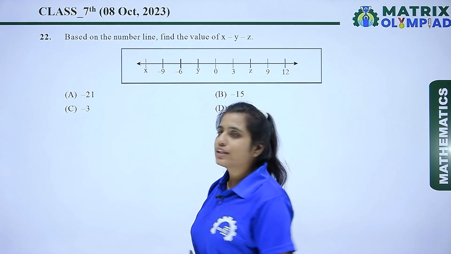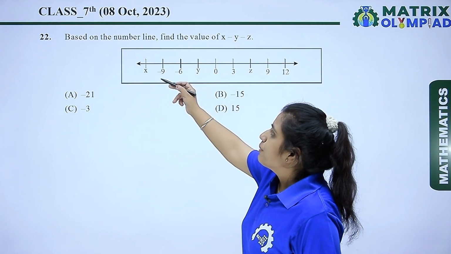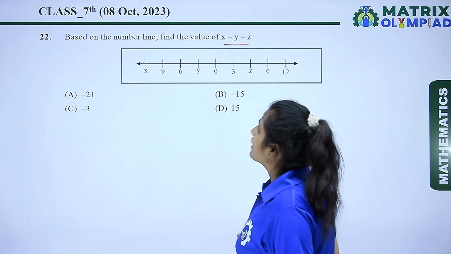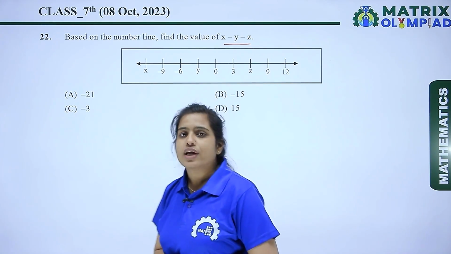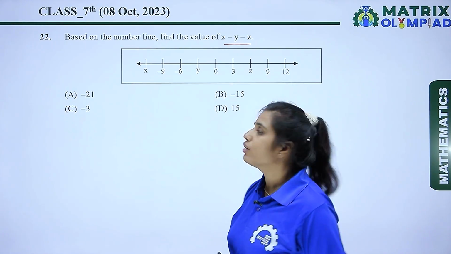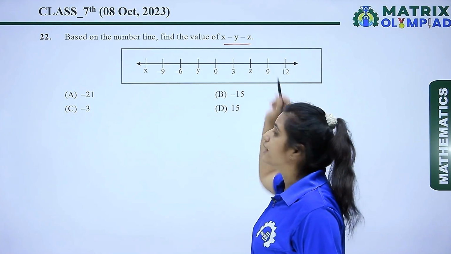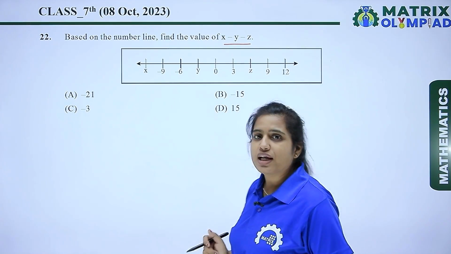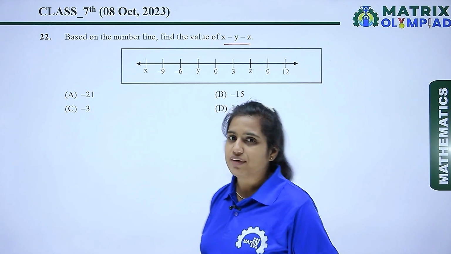Now let's solve the next question. That is based on the number line. We have to find out the value of x minus y minus z. So here in this question, we have to find out the values of x, y and z first.